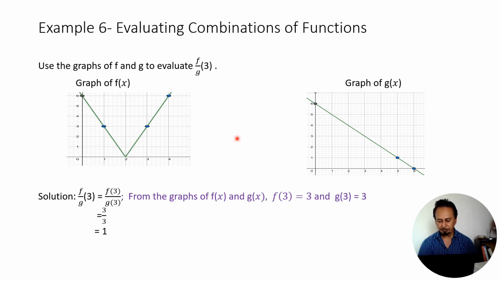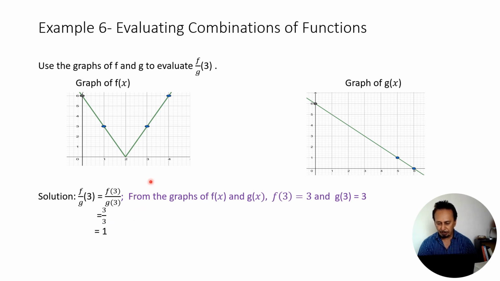Example 6. We are again given the graphs of f of x and g of x. This time we have to find f over g defined over 3. So let's start. F over g defined over 3, by definition, is f of 3 over g of 3. So from the graph we find f of 3.